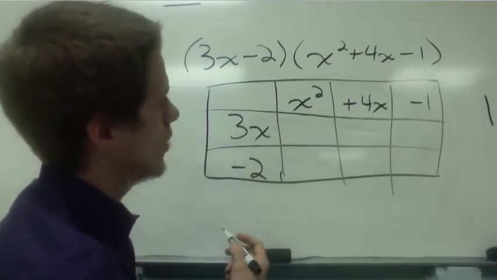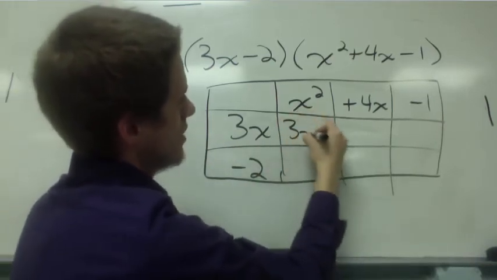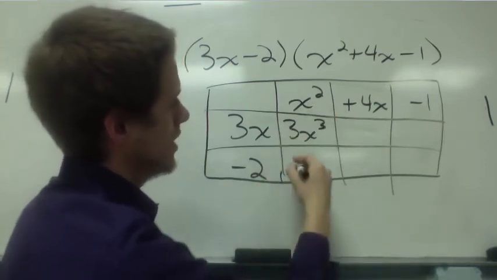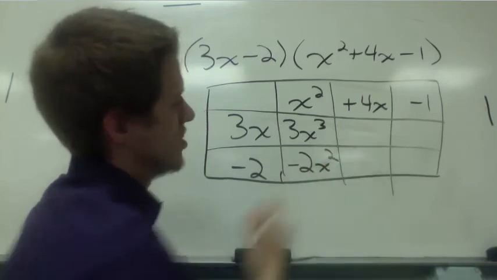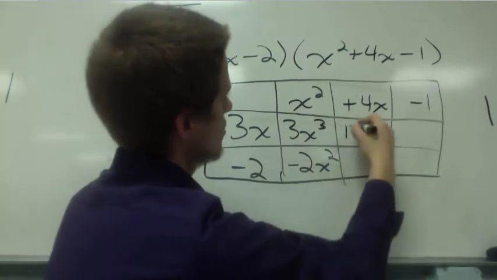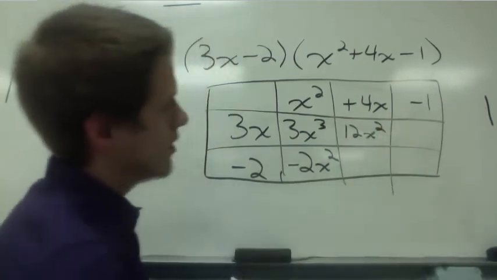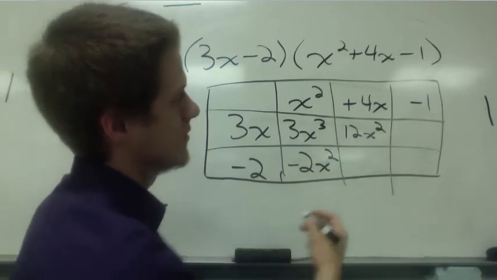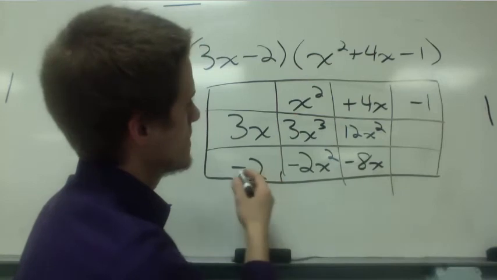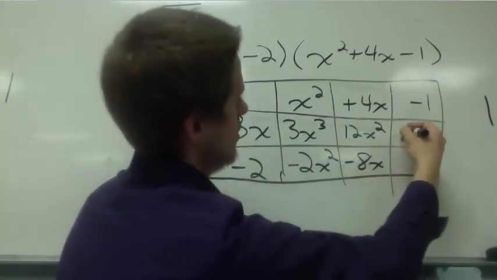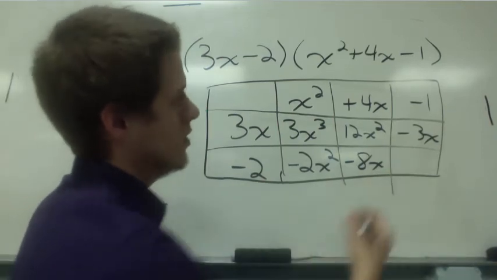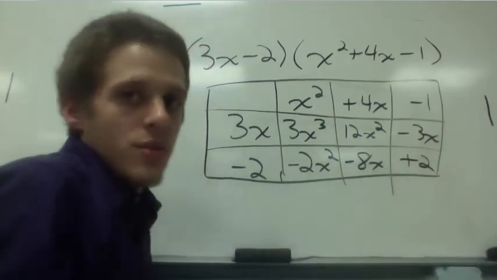3x times x squared is going to be 3x cubed. Negative 2 times x squared, negative 2x squared. 3x times 4x gives me 12x squared. Negative 2 times 4x is negative 8x. 3x times negative 1 is negative 3x. And then negative 2 times negative 1 gives me a positive 2.